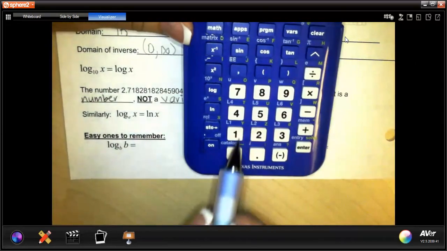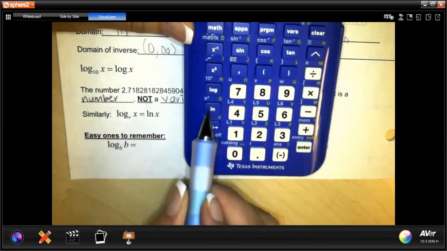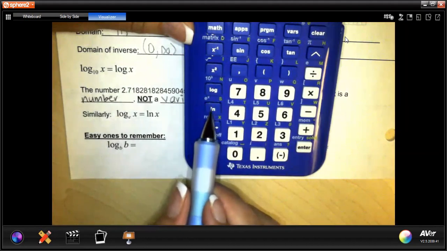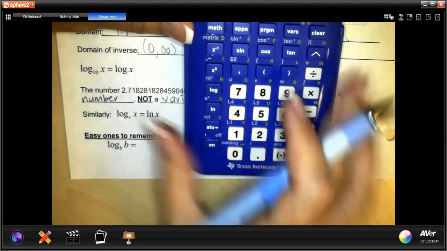Remember, that one also has a button to the left of the 4. That's the natural log right there. And if you forget, that is a base of e right above it. So natural log is a log with a base of e.